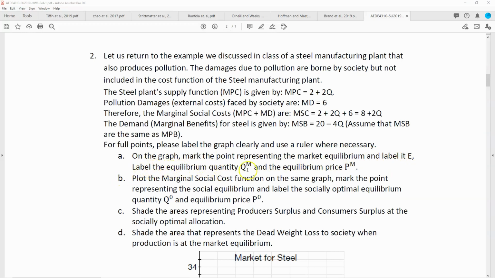Question A on the graph: mark the point representing the market equilibrium and label it E, and label the equilibrium quantity QM and the equilibrium price PM. So for question A, we need to first find the market equilibrium. The market equilibrium is the intersection of the marginal private cost curve and the marginal benefits curve. For the marginal private cost curve, we don't need to take the pollution damages into consideration. It is given by MPC equals 2 plus 2Q. And the marginal benefits curve is 20 minus 4Q.